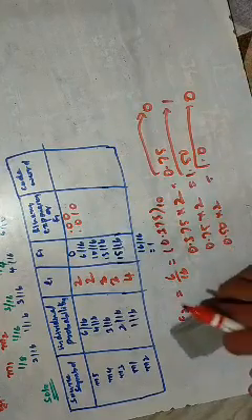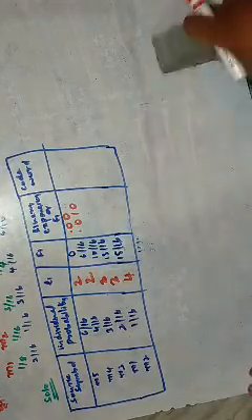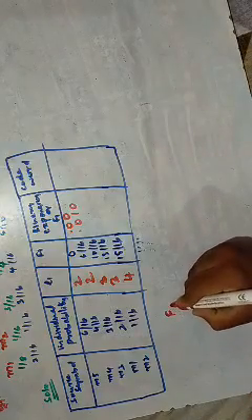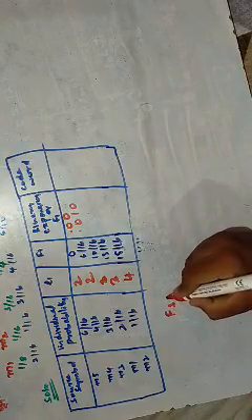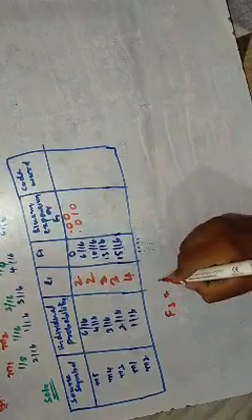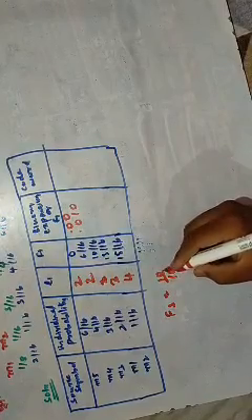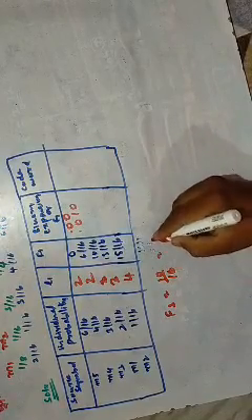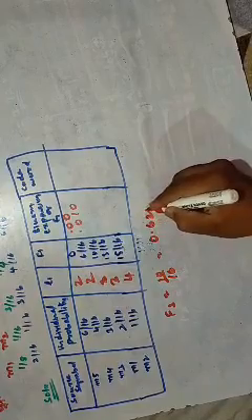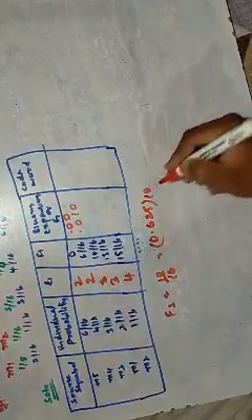Similarly, F3 is equal to 10 by 16. That is nothing but 0.625 with respect to base 10.